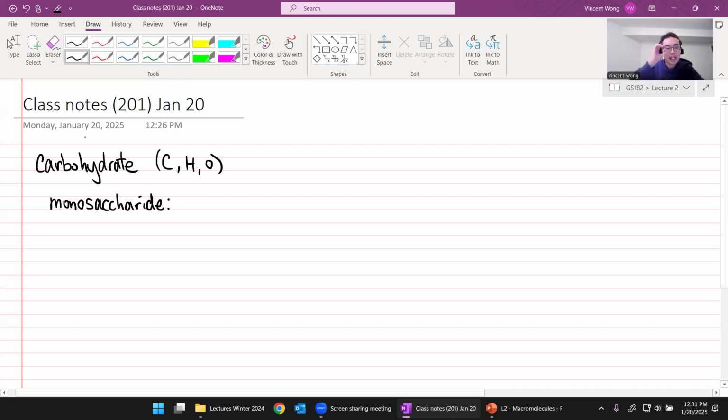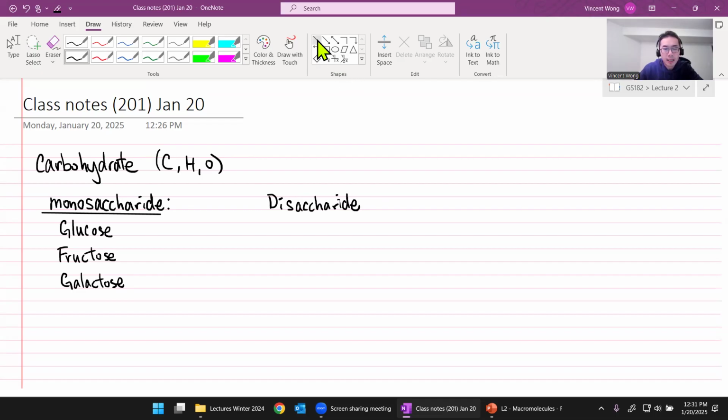And we learned three types of monosaccharides for carbohydrates. We have glucose, we have fructose, and we have galactose. Okay. So these individual building blocks can be connected together through a type of chemical reaction, and you can create a disaccharide. A disaccharide would be double sugar, two of these things connected together.